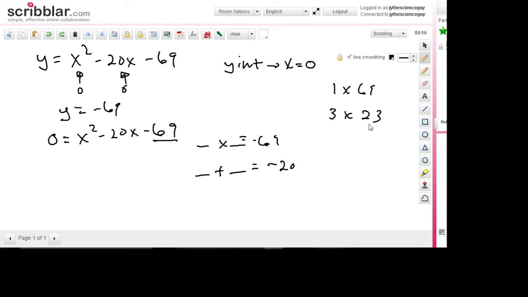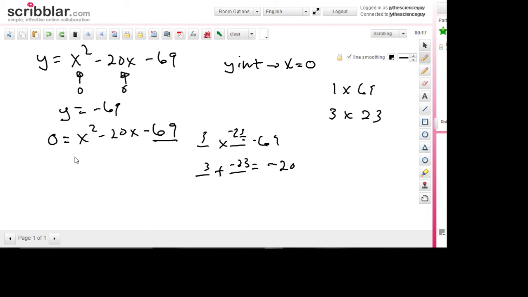Now, is there any way to combine those two numbers together to get 69? No. Or to get negative 20? Adding or subtracting? Well, if you had a negative 23 and you added 3, then you can get negative 20. Right. So that's what you have to do in your head. So that's negative 3 and that's 3. And that's 3 and that's negative 23.